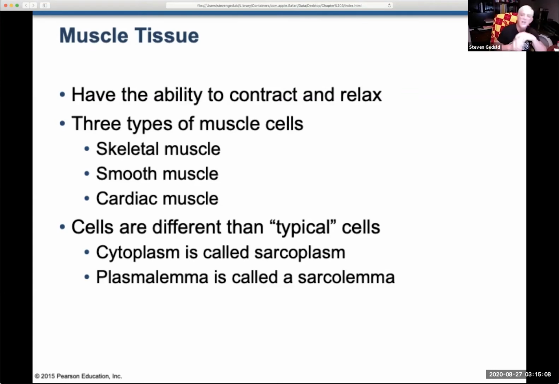Okay, there's 3 types of muscle cells. There's skeletal muscle, there's smooth muscle, and there's cardiac muscle. You need to know all those. The cells are different than typical cells. The cytoplasm is called sarcoplasm when it's inside a muscle cell. The plasmalemma is called the sarcolemma. The sarcolemma is just the membrane of a muscle cell, the same thing as a plasma membrane. A plasmalemma is a membrane of a regular cell. The sarcoplasm is the cytoplasm of a muscle cell. Okay, those are the only differences.